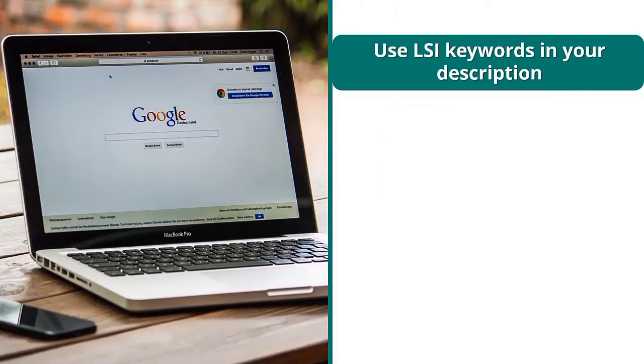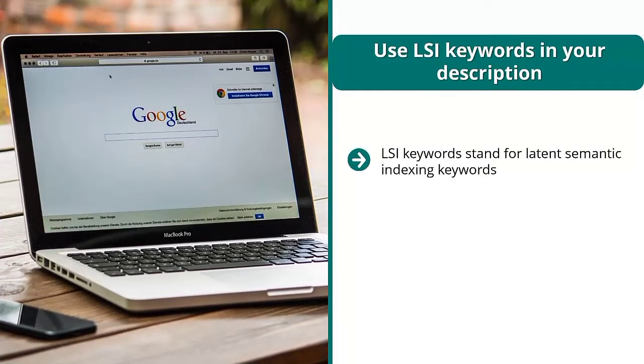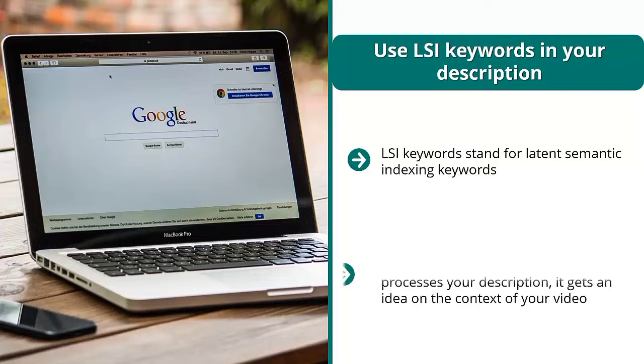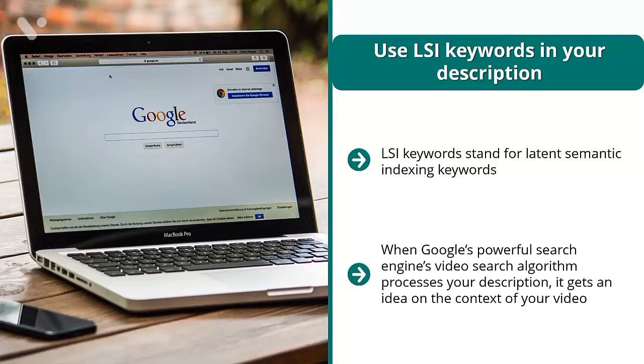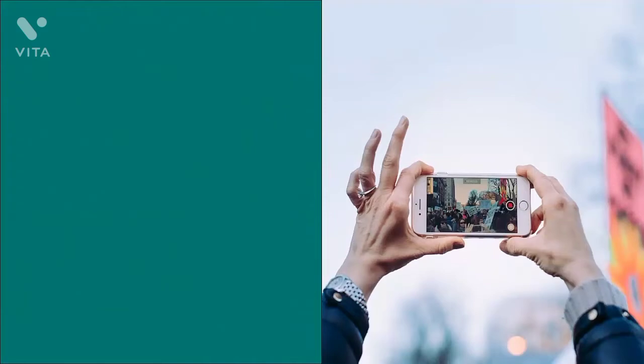Use LSI keywords in your description. LSI keywords stand for Latent Semantic Indexing Keywords. These are keywords that are thematically related to your target keyword. So, when you find the most related keywords to your target keyword and you put them in a description that makes grammatical sense and flows naturally, you're creating context. When Google's powerful video search algorithm processes your description, it gets an idea of the context of your video. It's not just some random video that popped up. It has a specific context.